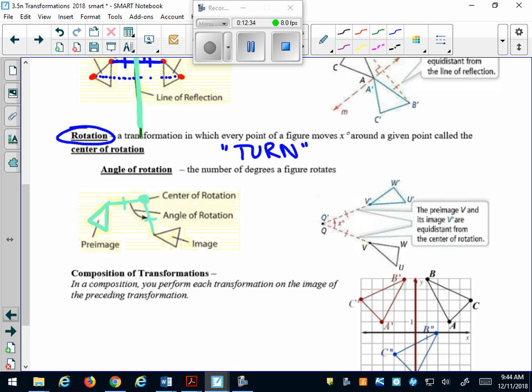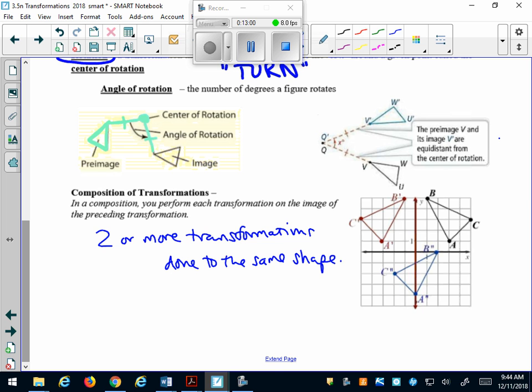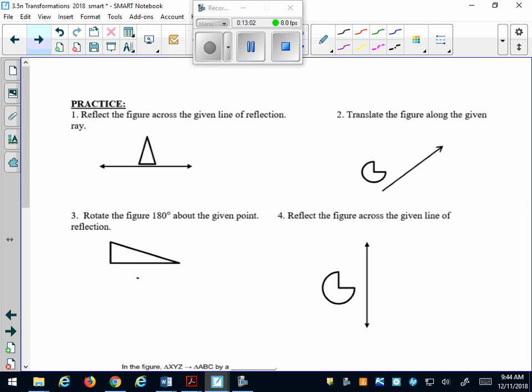Okay, a composition of transformations is just when you take a shape and you do more than one transformation to it. So two or more transformations done to the same shape, like one after the other. We're going to practice that in a little bit.